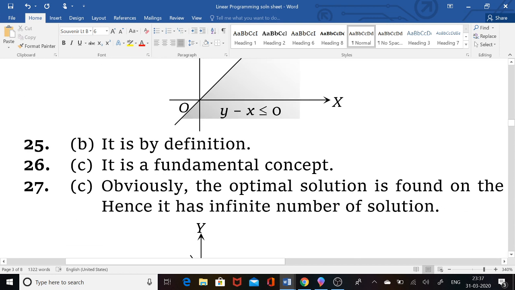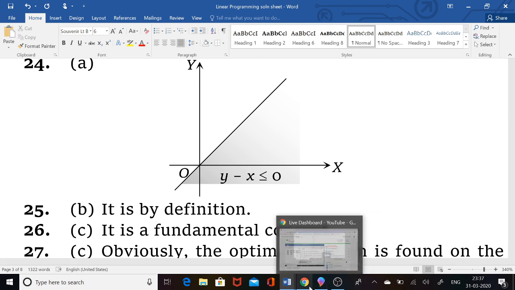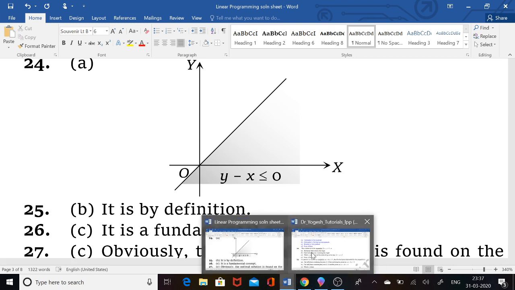25th. Okay, the objective function of an LPP is what? Obviously you have to optimize that. For the 25th, you have to optimize it. Okay, just wait, I'll open the questions.